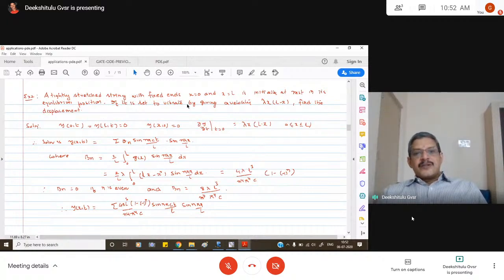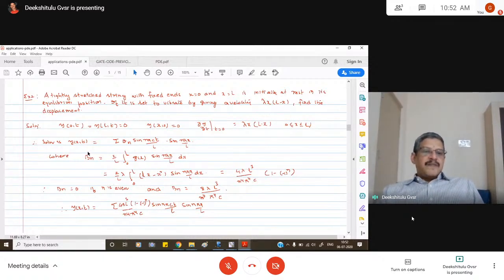It is set to vibrate by giving a velocity lambda x into (L minus x). So initial velocity is lambda x into (L minus x). Initial position is equilibrium position. That means f(x) becomes 0 and initial velocity is lambda x into (L minus x). So this is the condition.